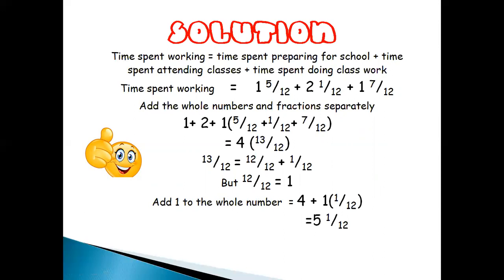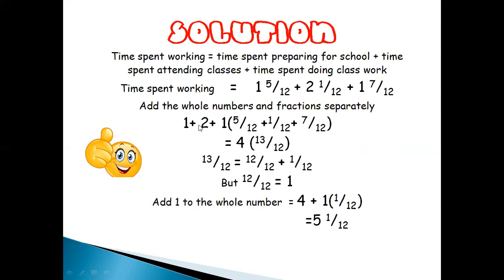Because this is a mixed fraction, I have whole numbers and I have fractions. So what you will do is add the whole numbers separately and add the fractions separately. So where are the whole numbers? 1, 2, and this 1. So add them together, 1 plus 2 plus 1. And then add the fractions, 5 over 12, 1 over 12, and 7 over 12.